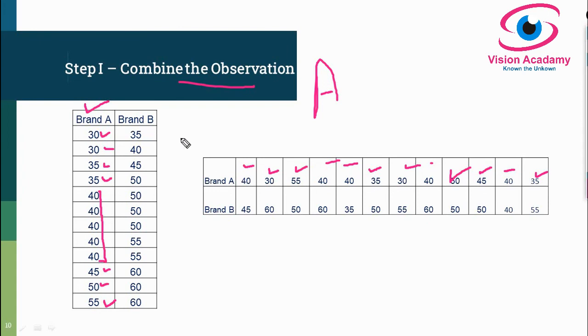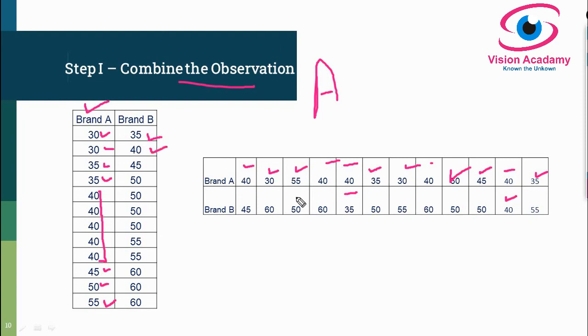Now I will shift to brand B. In brand B also I am going to order the data in ascending order. The lowest element in brand B is 35, so 35 is entered first. After that, the next highest observation after 35 is 40. Only one 40 is here, and that is also mentioned here.